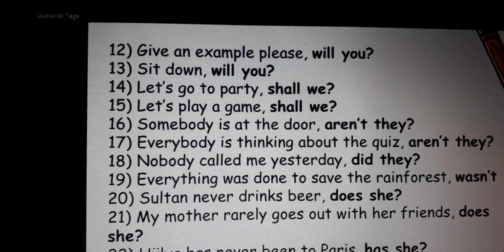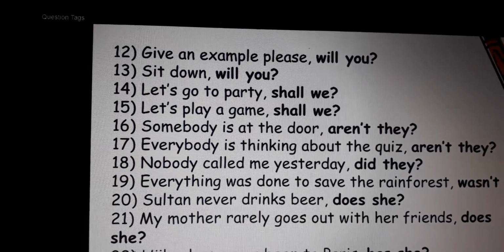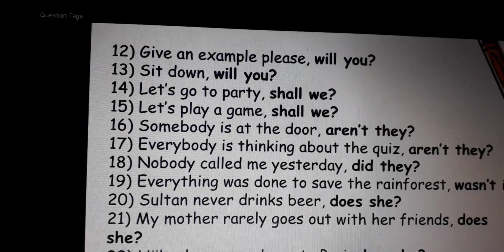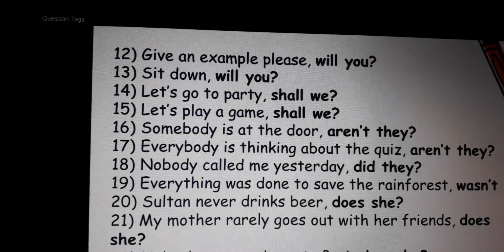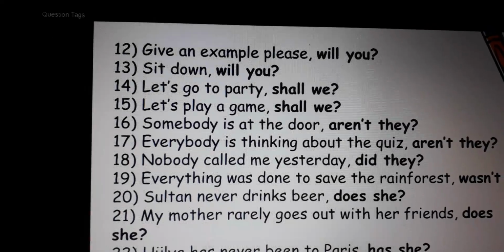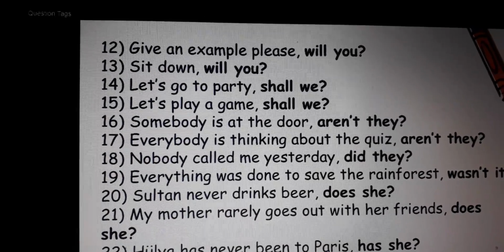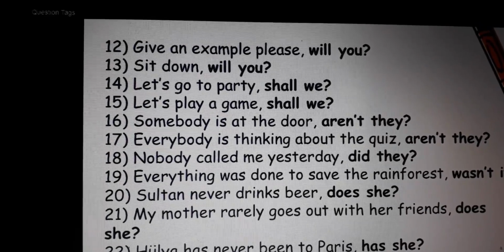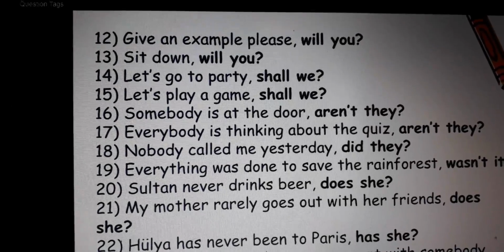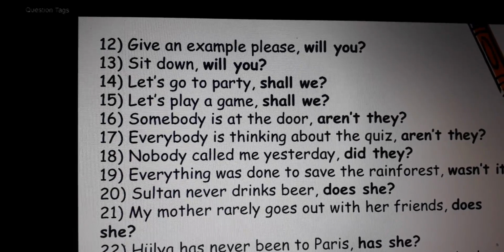Let's take some more examples. Give an example, please. Will you? Sit down. Will you? Let's go to a party. Shall we? Let's play a game. Shall we? Somebody is at the door. Now here the sentence starts from somebody, so we are going to write aren't they?